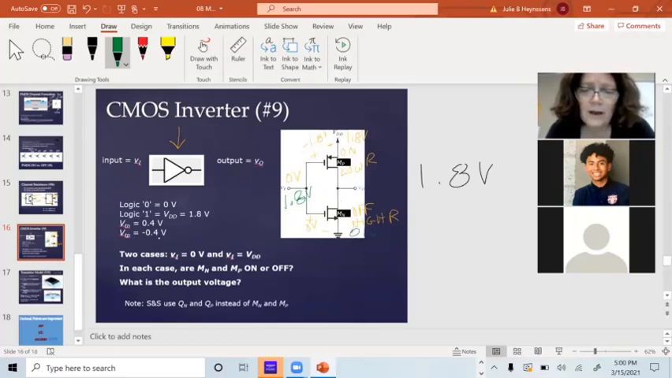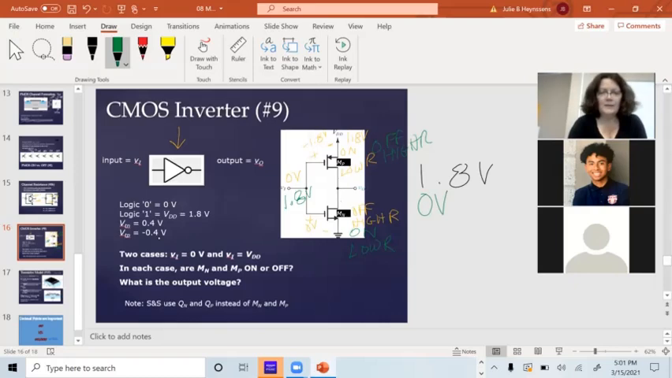This one goes on, so now it's a low resistance. When I look at my PMOS device, I've got 1.8 minus 1.8 is 0. So this goes off. It becomes a high resistance. I've got a high resistance to VDD, a low resistance to ground. So my output's going to be 0 volts. If my input's 0, my output's 1.8. If my input's 1.8, my output's 0. I built an inverter, 2 transistors.